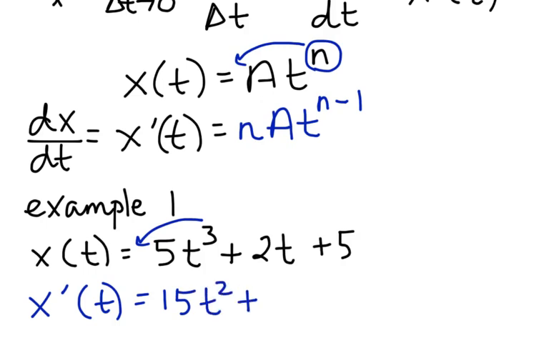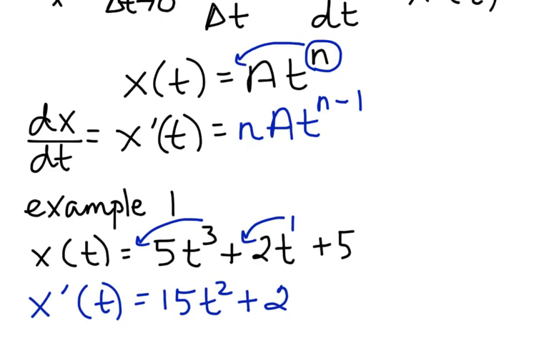Now this next term, or 2t, there's that t has an exponent of 1. That 1 is brought down to the front, so I'm left with a 2. And then 1 minus 1 is just 0, so t to the 0 means your t goes away. And your plus 5, your last digit here, just goes away as well. So your answer is 15t squared plus 2.